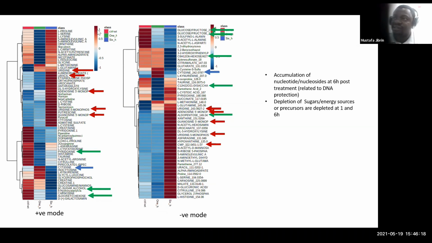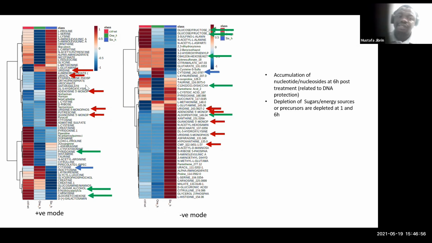Here the intensity of 1 shows a high level, and -1, the blue, is a low level or depletion of the metabolites. So at 6 hours after treatment, there is an accumulation or elevated level of these nucleosides and nucleotides that are supposed to be involved in DNA pathways, except for cytidine, which is at a low level. The rest of them are at a high level after 6 hours.